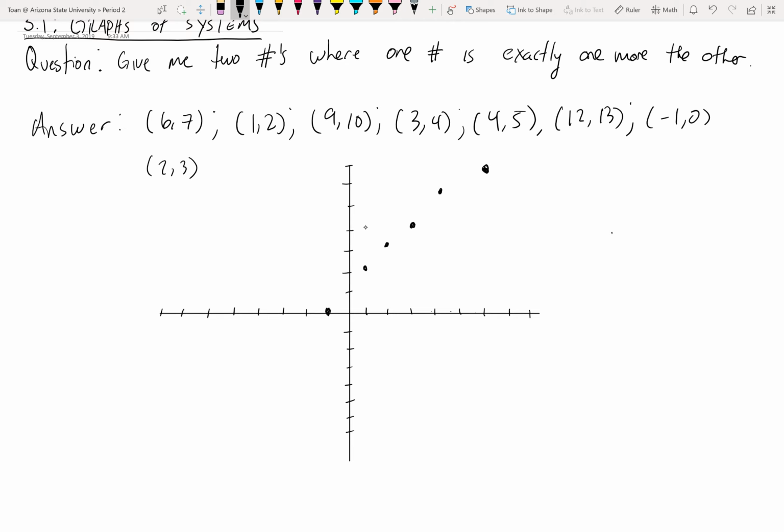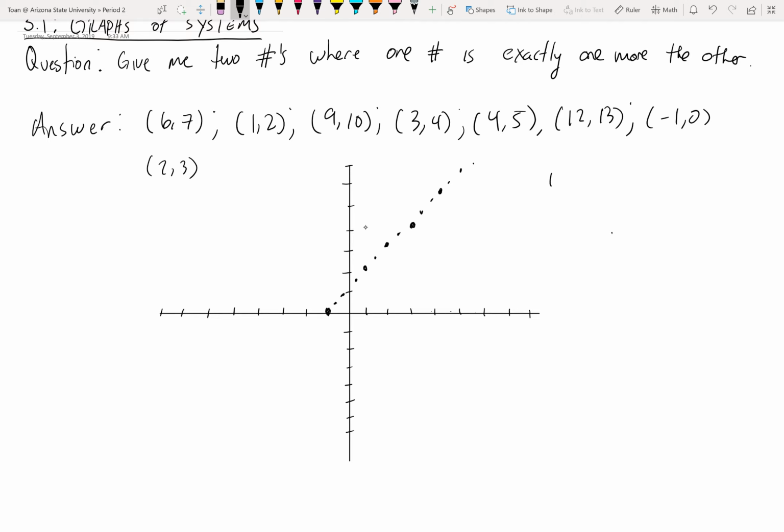But we played it safe. We stuck with whole numbers. But doesn't 0.5 and 1.5 count? Isn't 1.5 one more than 0.5? Sure, we can do decimals. So all of these points here that I'm plotting satisfy the question. Ignore this outlier here because I can't make tally marks evenly. All of these points here satisfy the question. Give me two numbers where one number is one more than the other. Whether or not you were aware of it at all, we were answering this question.